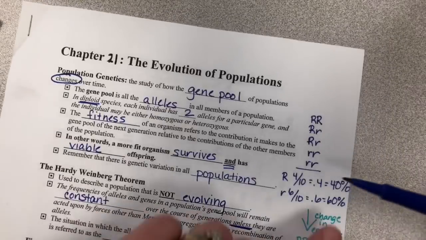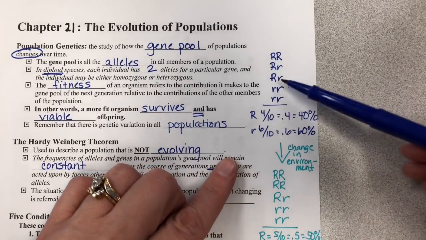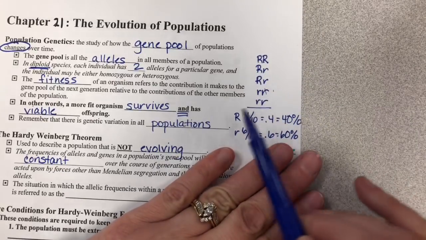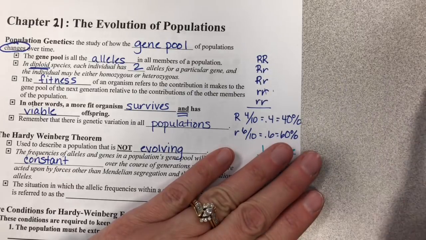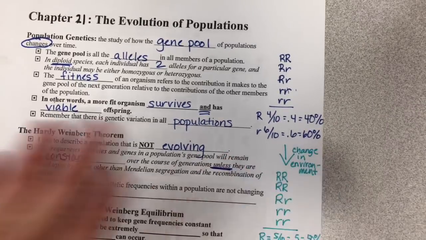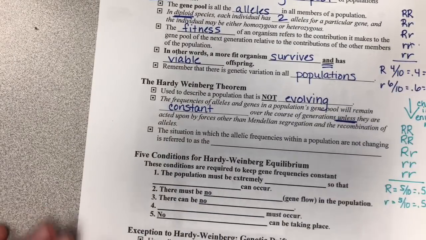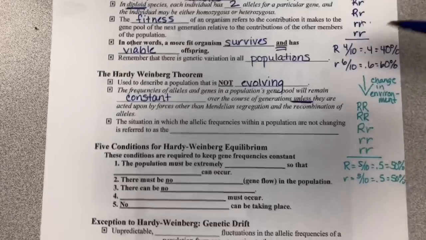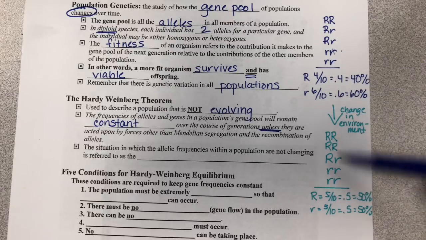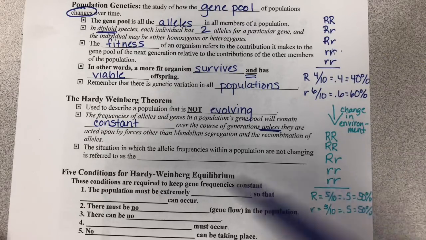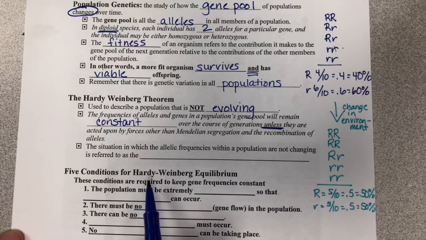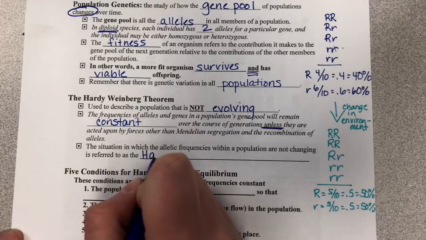Now, when it says it's constant, what does that mean? So this would not be constant, because from one generation to the next, we have a changing frequency here. Constant means that over time, this population would stay 40, 60, big R, little r. So that's constant over time, and we would consider that population not evolving. In the example I used here, from here to this over time, this population we would say is evolving.